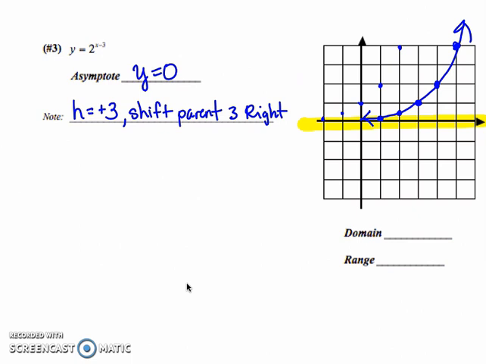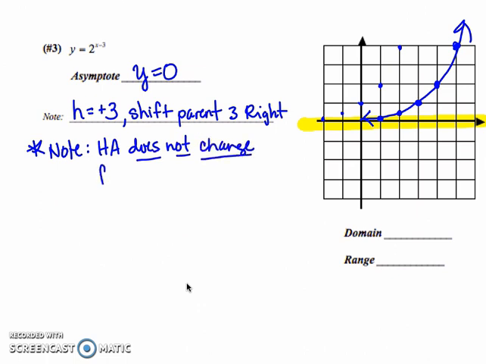And if you want to put a little note here, just so that you don't forget, the horizontal asymptote does not change for horizontal shifts, right? We had that previous example where we had the vertical shift and that changed our horizontal asymptote. So just really trying to emphasize that the horizontal asymptote is affected by our k values.